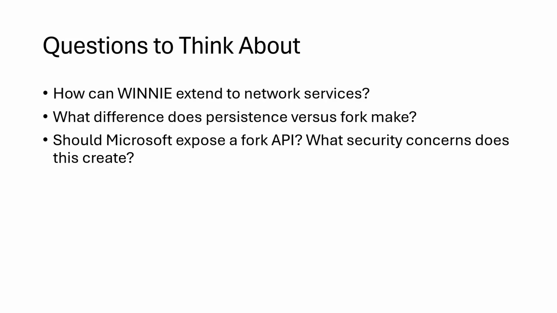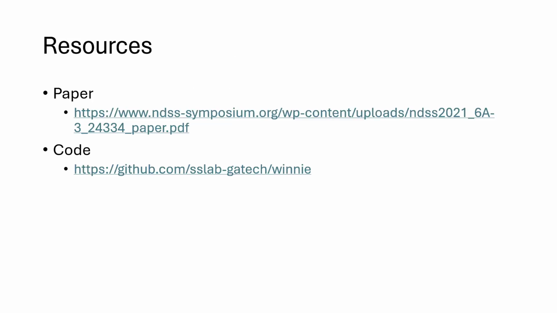And then lastly, the fork implementation. So Windows does have the "undocumented" implementation of it, but what would them actually making a fork API entail? Would it help fuzzing, or would it be a severe security drawback? Could attackers possibly use it to make zombie viruses that run in the background of your computer? Food for thought. So that's WINNIE.